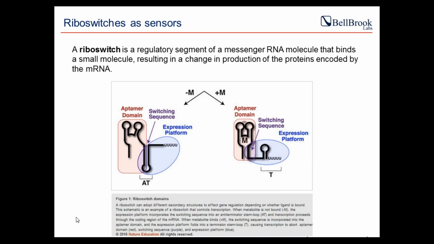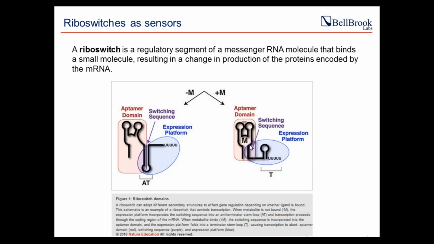This image that I borrowed from a review article that appeared in Nature shows how a riboswitch works. A riboswitch primarily has two regions: one is the aptamer domain, and one is the expression platform. In this first figure, -M, meaning no metabolite, is bound to the riboswitch. There's a switching sequence. It takes up an anti-termination loop, and lets the transcription happen in the mRNA. So this is in the absence of the metabolite.